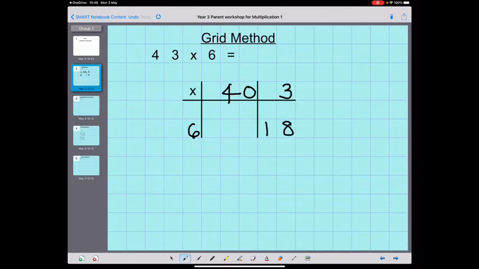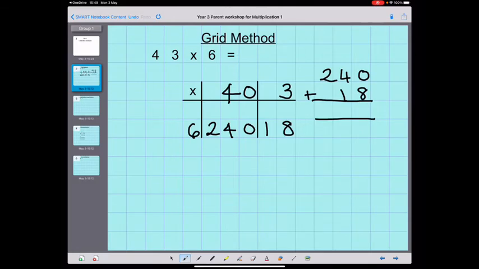And then we do 6 times 40, and this allows the children to be able to break it down, so they can do 6 times 4 and then add that other 0 that they have there. So if we do 6 times 4, which is 24, and then we make sure that that 0 is added on. Okay, so we now have 240 and 18. So those two numbers need to be added together, which they can do separately. They don't have to do this in their head.